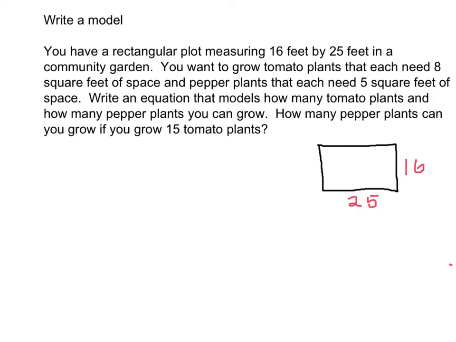Then it says I want to grow tomato plants that each need 8 square feet of space and pepper plants that each need 5 square feet of space. They would like me to write an equation that models how many tomato plants and how many pepper plants we can grow. So we're going to set up our variables, and I'm going to say, let's let x be equal to the number of tomato plants, and then let's let y be equal to the number of pepper plants.